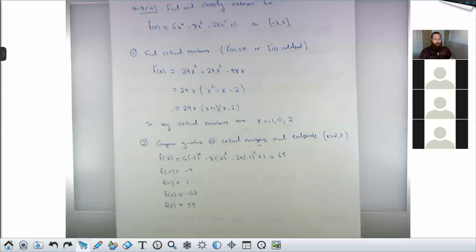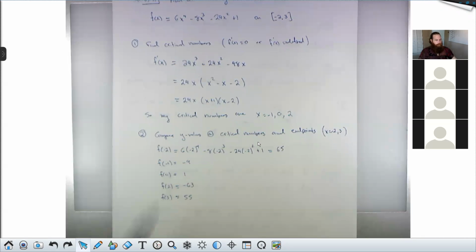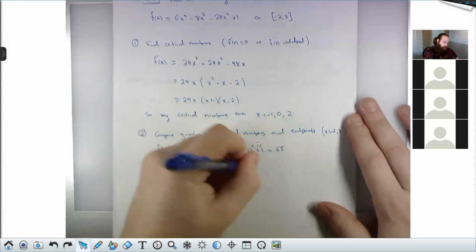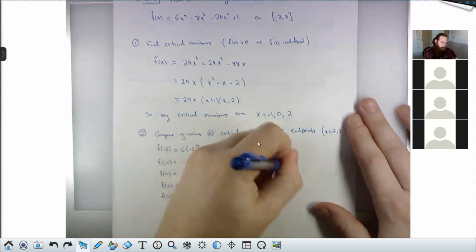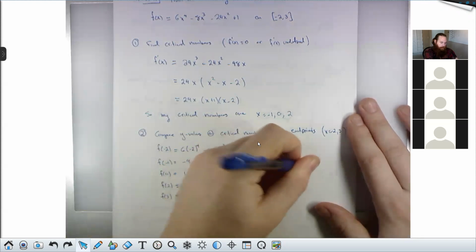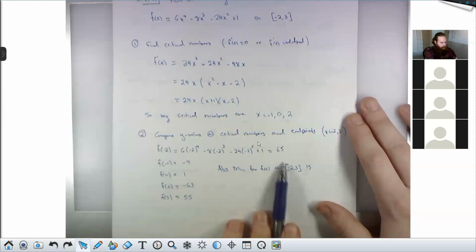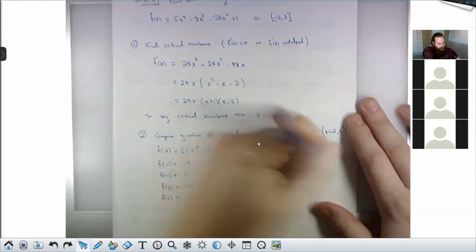Okay, so I have all these y values. F of -2 is 65, f of -1 is -9, f of 0 is 1, f of 2 is -63, f of 3 is 55. So my absolute min for f of x on the interval -2, 3 is, which one of these is the smallest? This, no, this, no, no, no. Yes, it is -63.